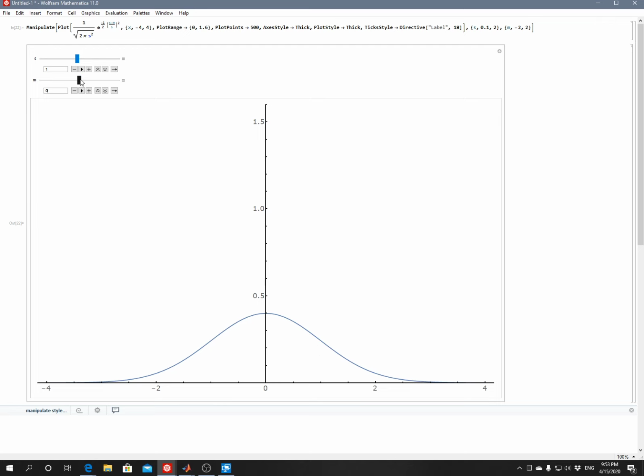And changing our expected value is simply shifting it to the right or the left, right? So I can put that back around 0. And then changing our standard deviation is changing how spread out it is. So if I increase the standard deviation, it'll get more spread out. And if I decrease the standard deviation, it gets more pointy.